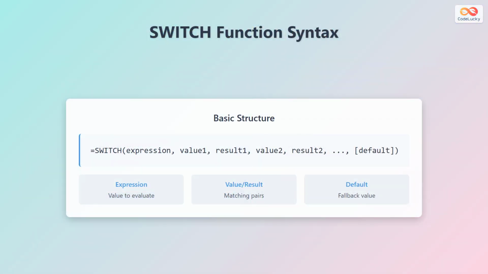Let's break down the syntax of the switch function. The basic structure is as follows: =SWITCH(expression, value1, result1, value2, result2, and so on, up to default value). The expression is the value that you want to evaluate. Value1, result1, value2, result2 are the pairs of values to match and the corresponding results to return. Finally, the default is the value that is returned if none of the values match the expression. So, in summary, the expression is the value to evaluate, the value and result are the matching pairs, and the default is the fallback value when there is no match.